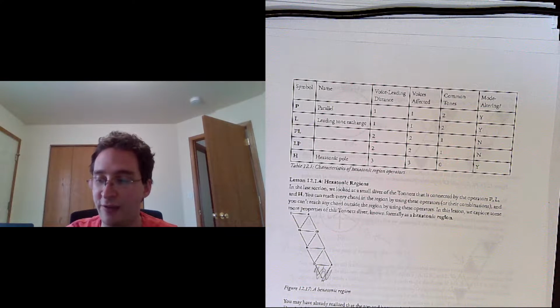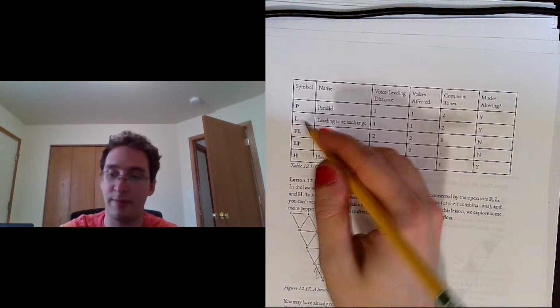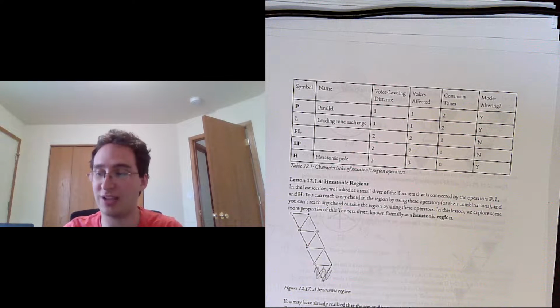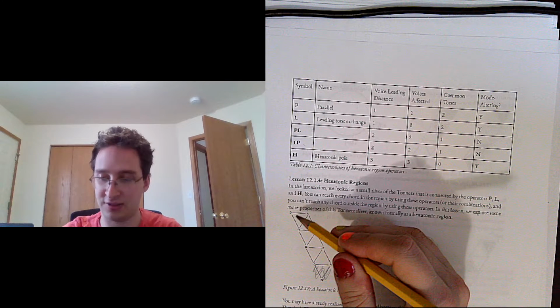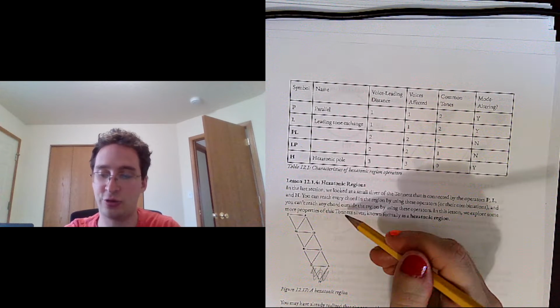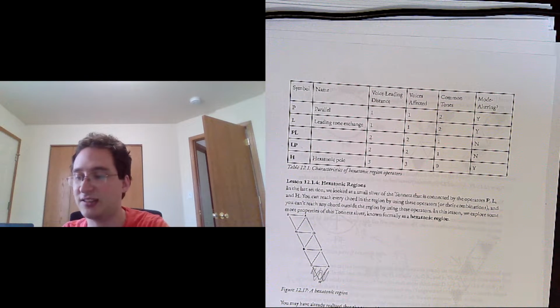You can reach every chord in the region by using those operators or combining PL and LP. And you can't reach any chord outside of the region by using these operators. All of them only move along this diagonal, so you can't get to any other triads. We're stuck in this set of 6.